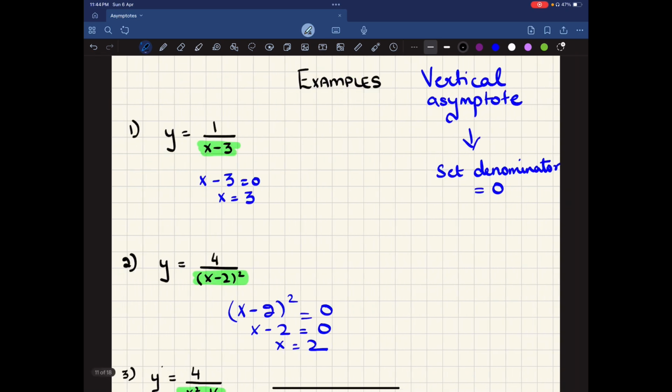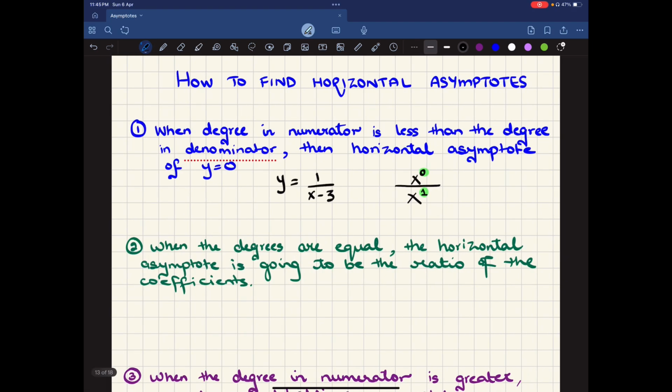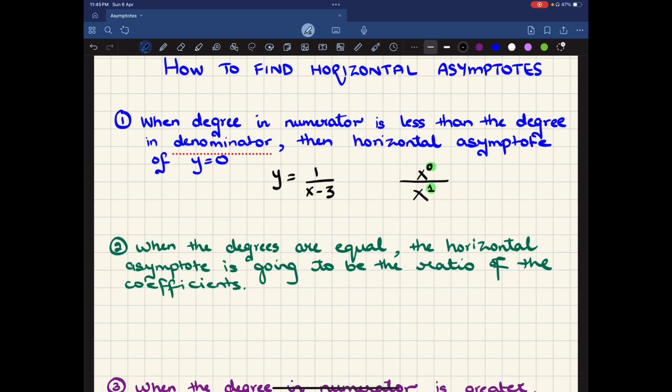So in this case, we have a vertical asymptote of x is equals to 3. And for horizontal asymptote, we are going to compare the powers of x. If the power of x in the numerator is smaller or less than the degree in the denominator, then the horizontal asymptote of y is equals to 0 exists. Okay, so these are the two asymptotes for this function. Okay, what is the second scenario? When the degrees are equal, the horizontal asymptote is going to be the ratio of the coefficients of x.